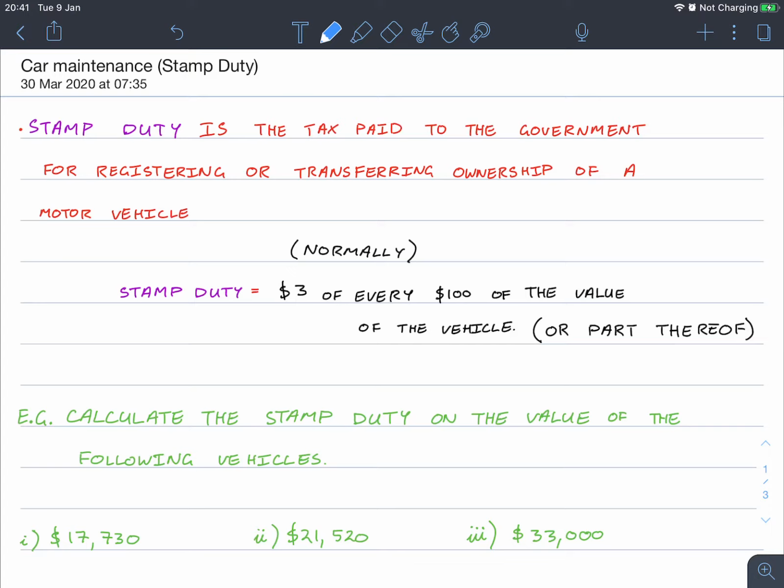Stamp duty is the tax paid to the government for registering or transferring ownership of a motor vehicle. Stamp duty is normally calculated as $3 of every $100 of the value of the vehicle or part thereof.